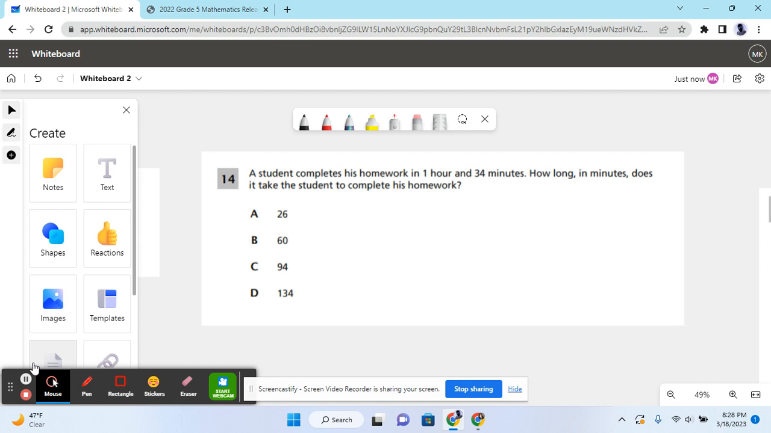So we know that 60 minutes is equal to 1 hour. Now you can add 34 to 60 because the units, hours, is now converted into minutes. So they have the same units. 60 plus 34 equals 94, and this is answer choice C. Let's move on to the next problem.